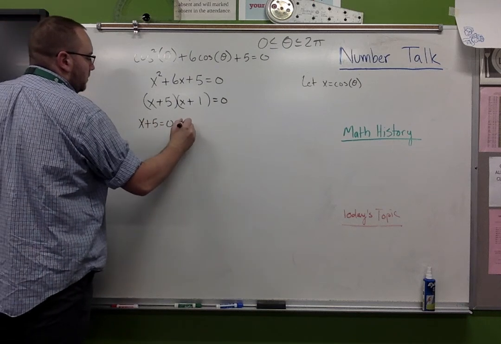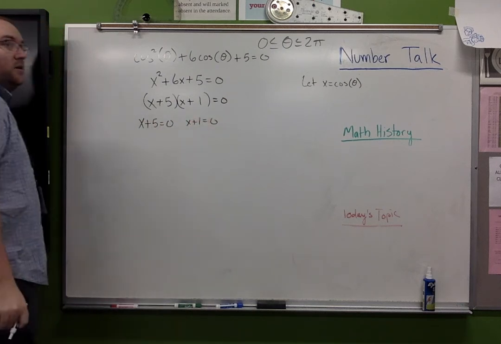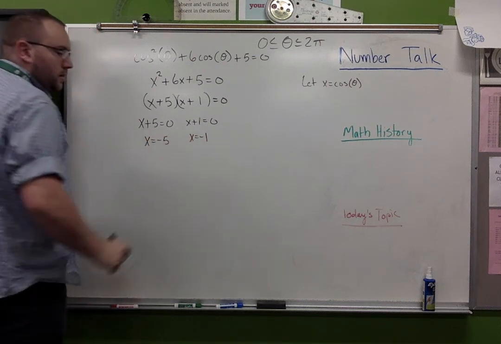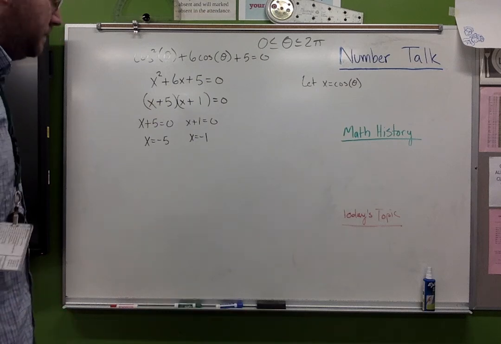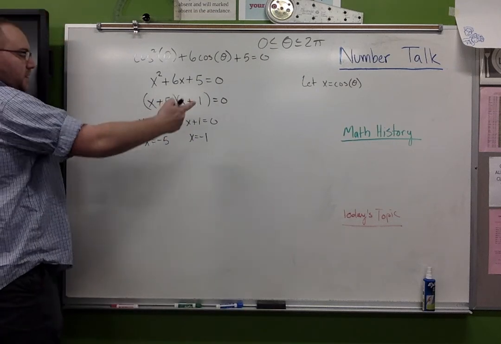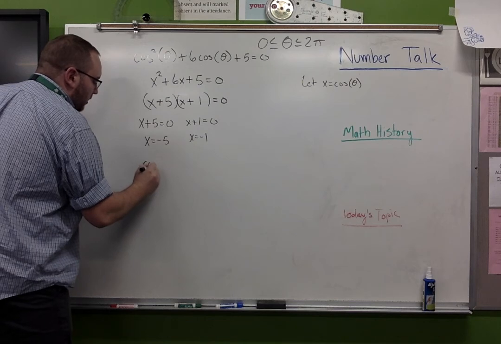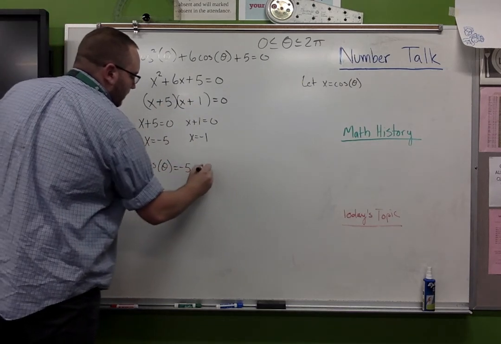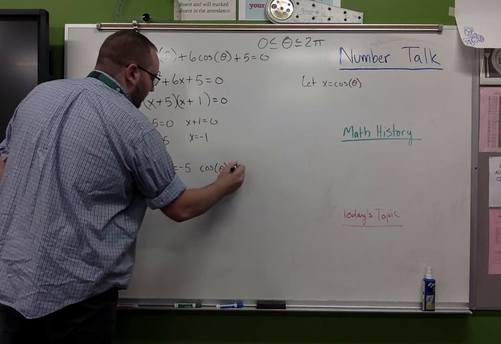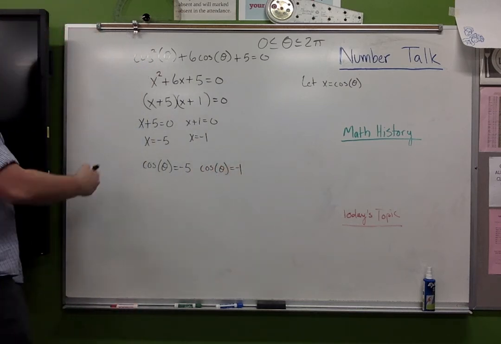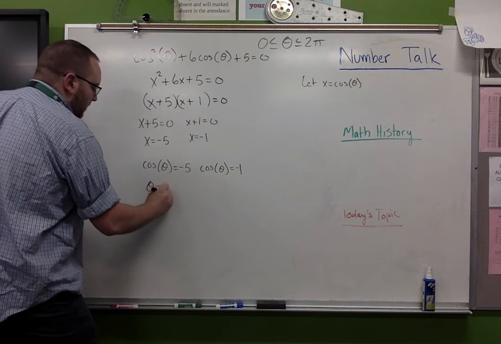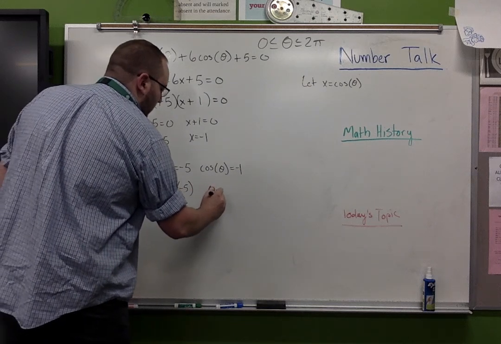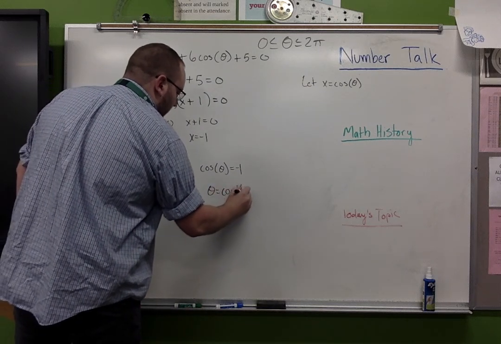Solve. x equals negative 5, x equals negative 1. Replace x with cosine, excuse me. Cosine of theta equals negative 5, and cosine of theta equals negative 1. Take the inverse of both sides. Theta equals cosine inverse of negative 5, and theta equals cosine inverse of negative 1.